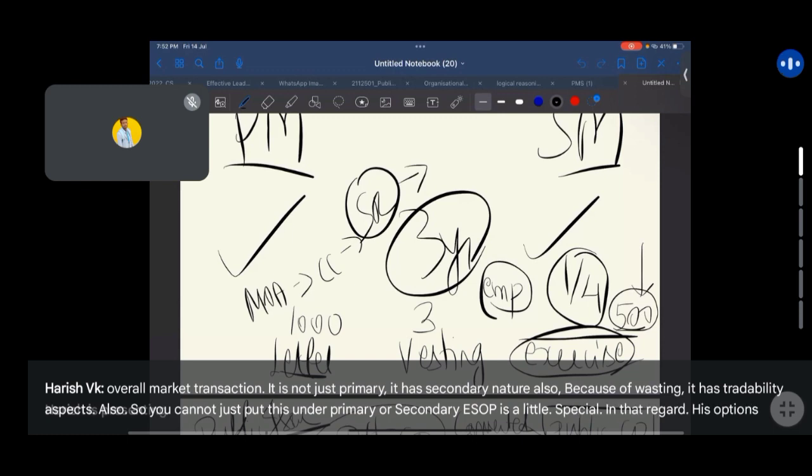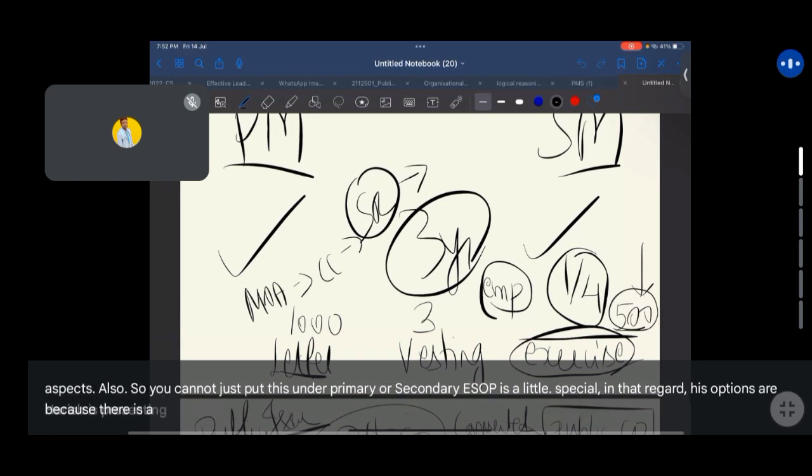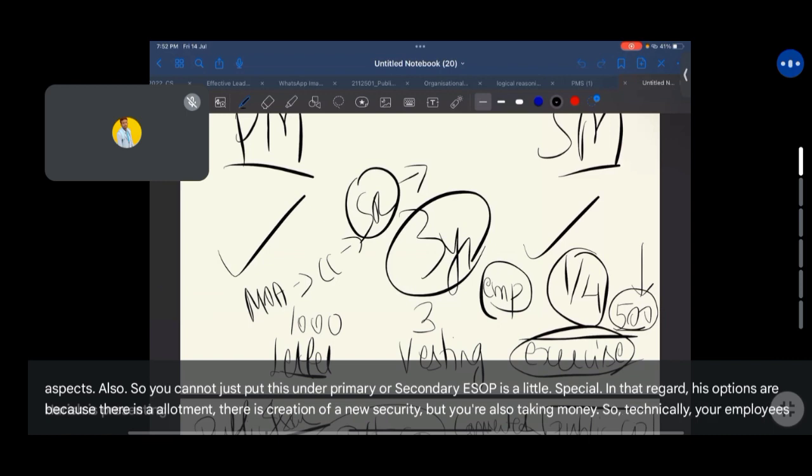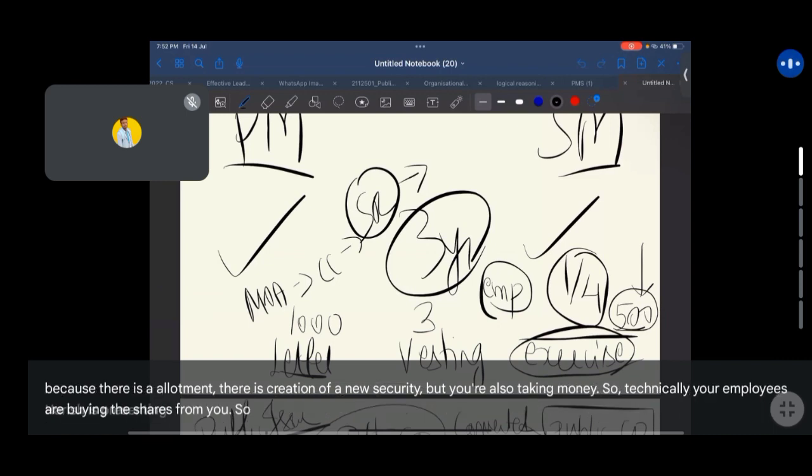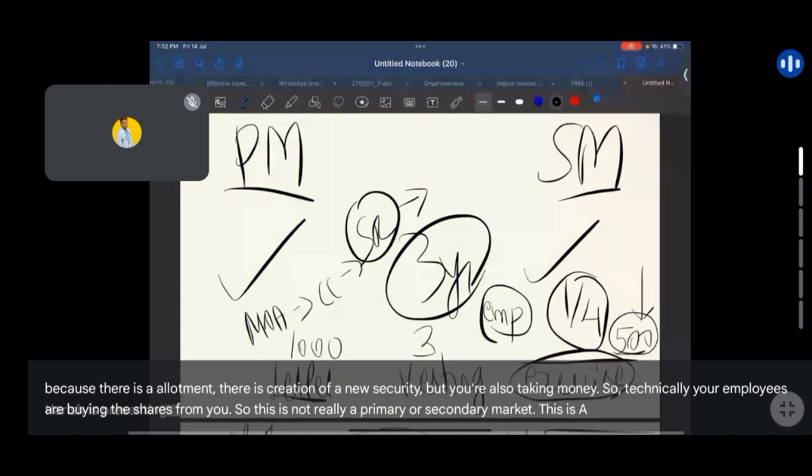Because there is allotment, there is creation of a new security, but you're also taking money. So technically your employees are buying the shares from you. So this is not really a primary or secondary market. This is a unique transaction of its own.